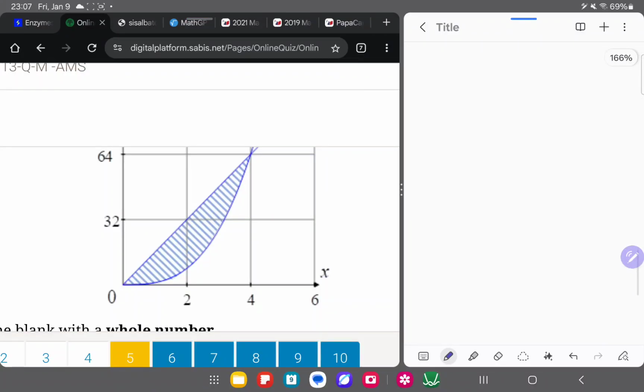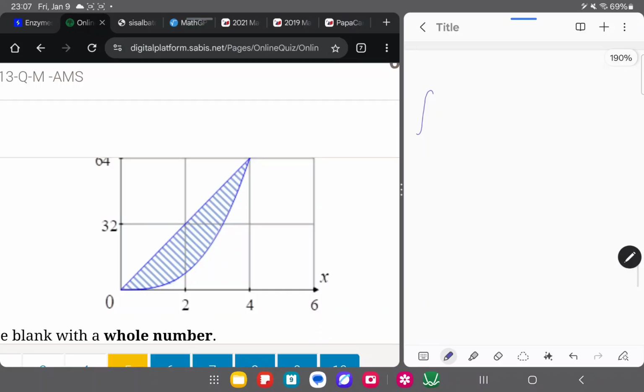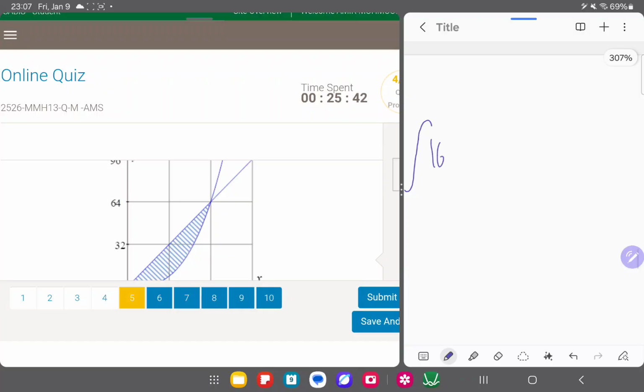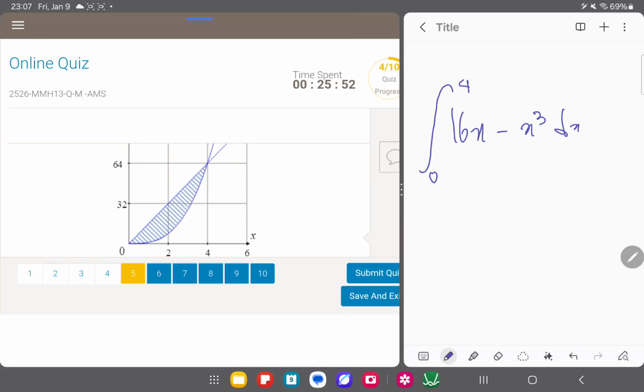Okay, we'll just keep it simple and do it that way instead of splitting it into two separate integrals. In this case, the upper line is above the shaded region, and it's the line 16x as shown here. So 16x minus the lower curve, which is x cubed, dx. And the boundaries are 0 to 4, as shown over here.